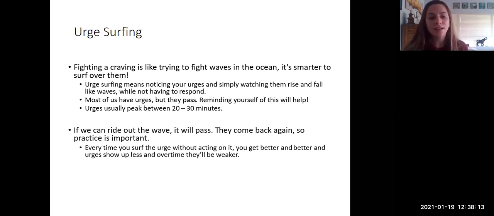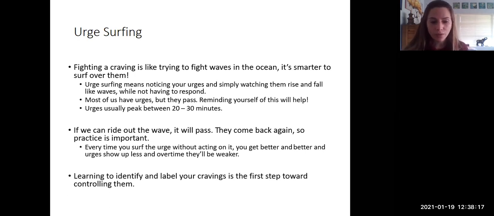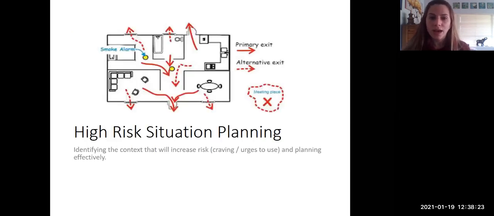And every time you write it out, it gets less and less powerful. It gets weaker over time. So we can provide them that education and help them start to identify, label, and make a different choice with that urge when it shows up. And there's a number of other techniques that you can go over to help people with urge surfing.